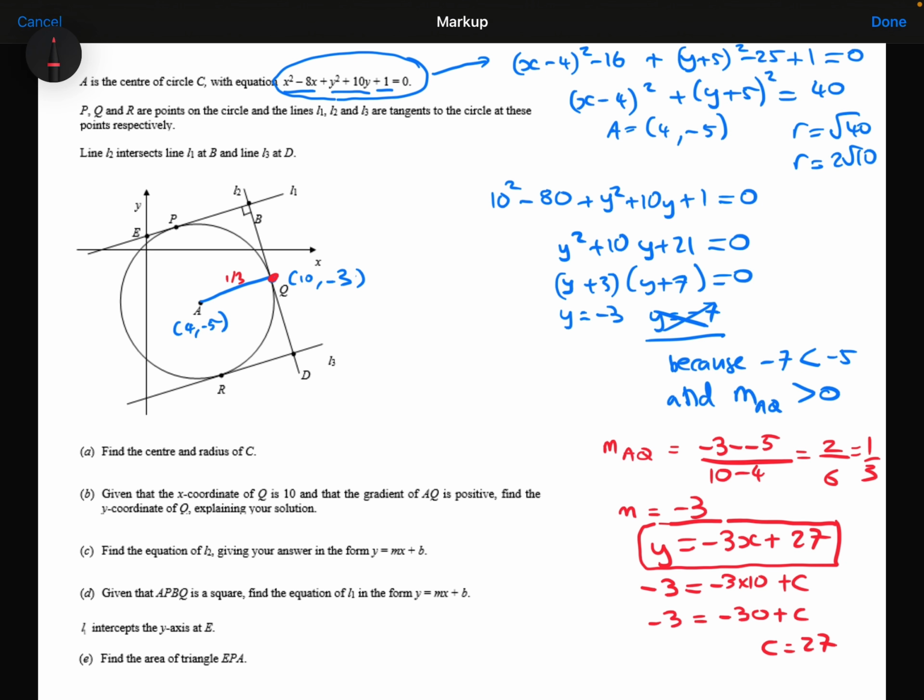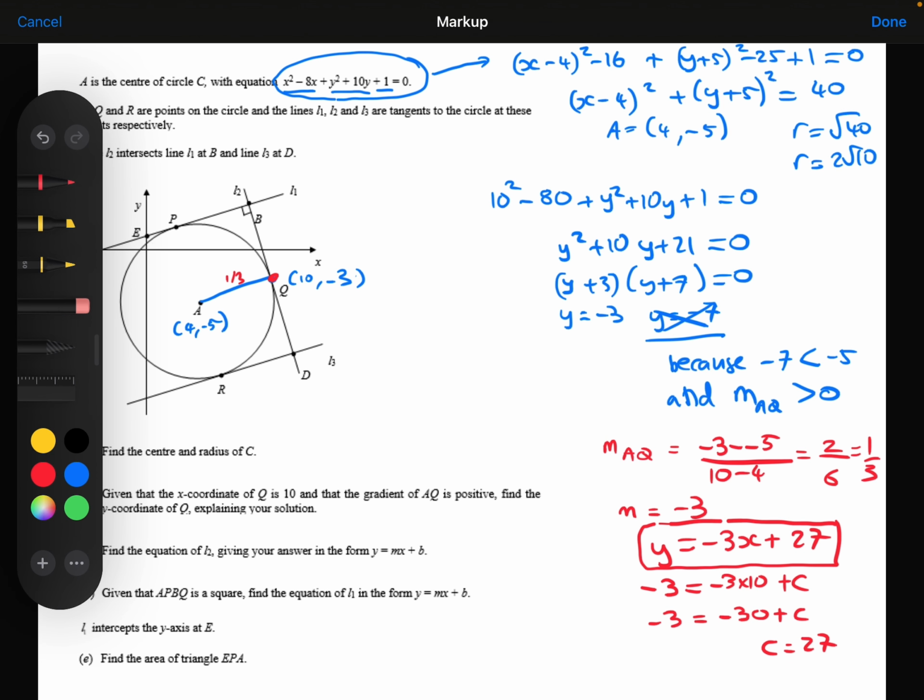Right, I'm going to clear a little bit of space here because I'm going to need some more space for the rest of this question. So let me just get rid of this.